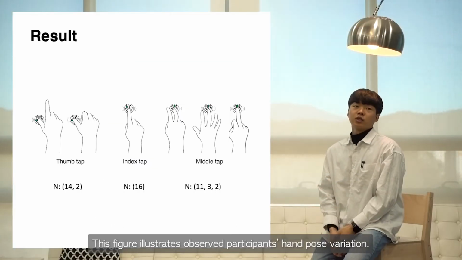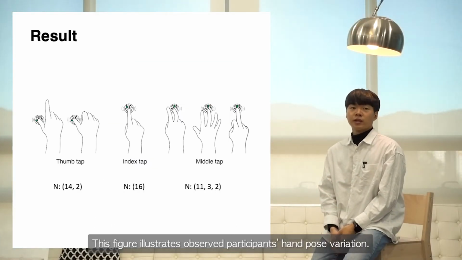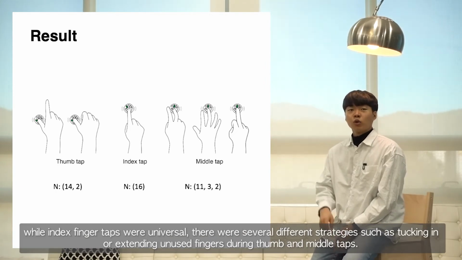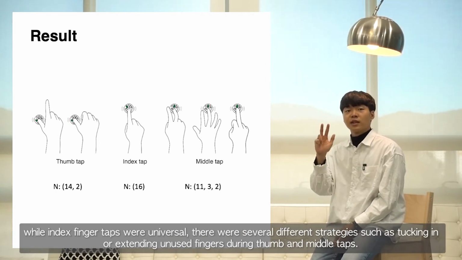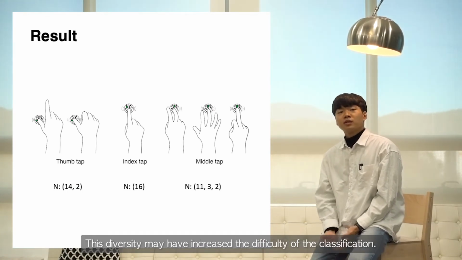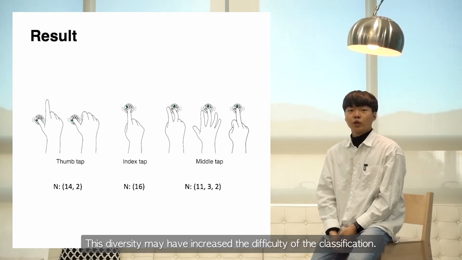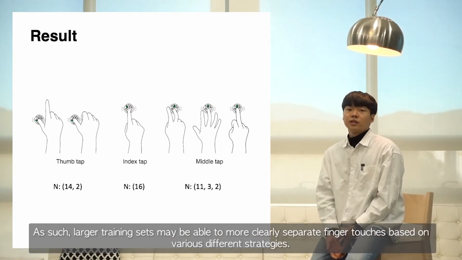This figure illustrates observed participant hand pose variation. While index taps were universal, there were several different strategies such as tucking in or extending unused fingers during thumb or middle taps. This diversity may have increased the difficulty of classification. As such, larger training sets may be able to more clearly separate finger touches based on various different strategies.